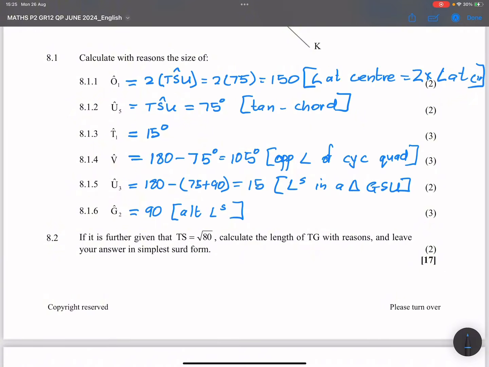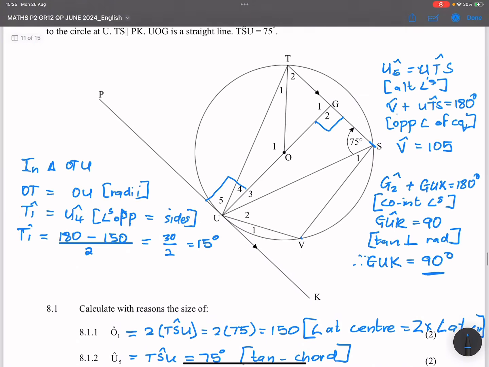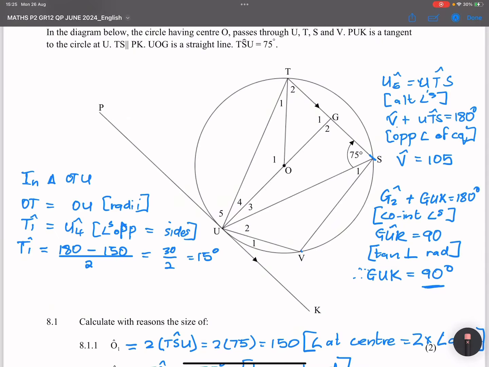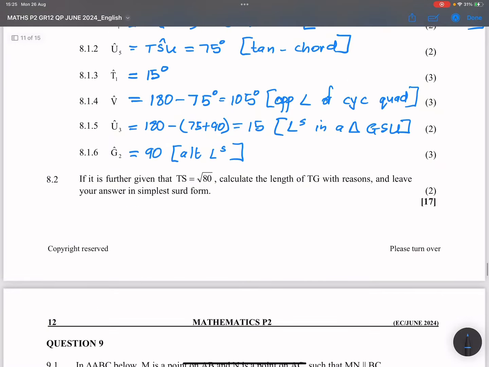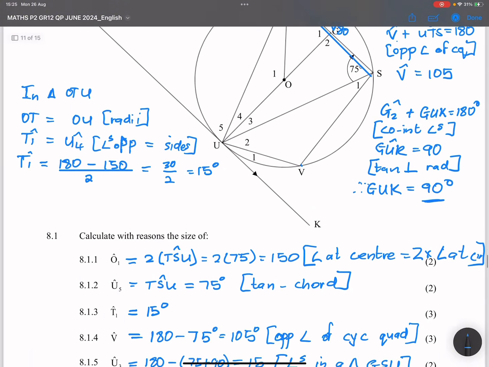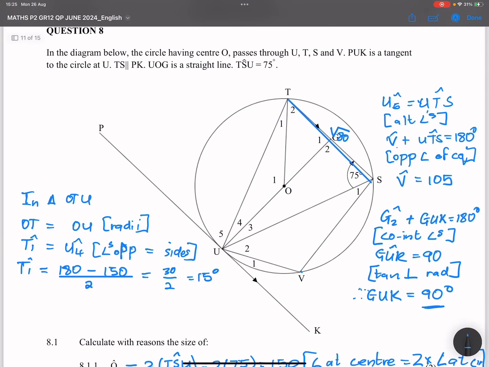So let's go to the next section or next part. If it is further given that TS is square root of 80, so let's look for that TS. Where is TS? Okay, so TS is this entire side. So square root 80, this entire line here, right? They say calculate the length of TG with reasons and leave your answer in simplest surd form. All right, so let's look for TG. Where is our TG value?